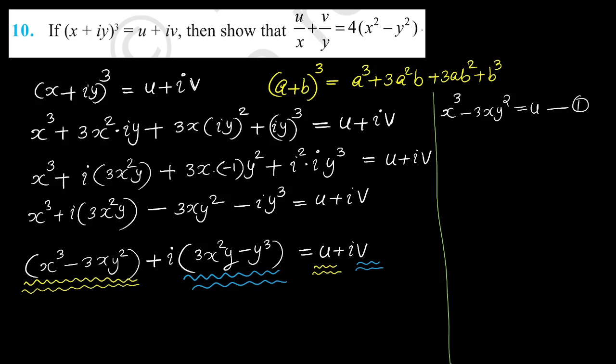Shivani, one minute. So equating imaginary part, 3x square y minus y cube equal to v. Equating imaginary part, coefficient of y, 3x square y minus y cube equal to v.